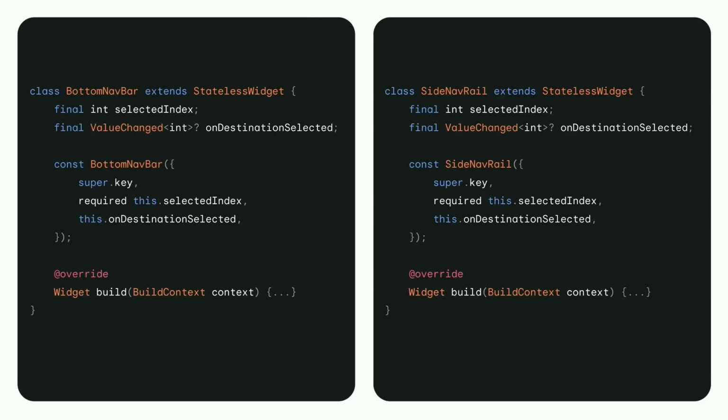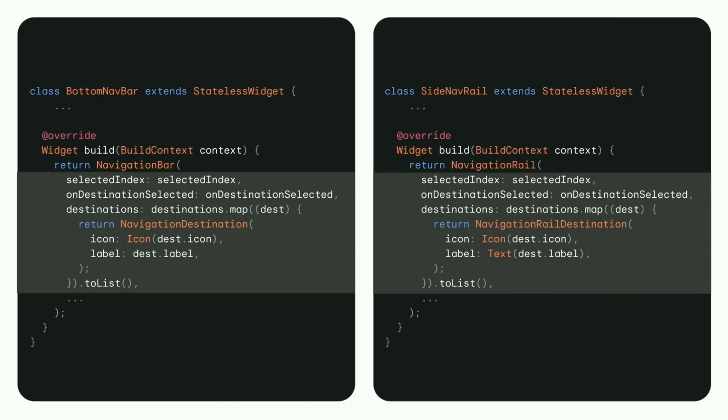Now to create the navigation bar and navigation rail. Since each of these widgets have a large number of constructor parameters unique to each, I'm going to define each of them in their own stateless widgets to keep the code clean. Now to add in the shared data.